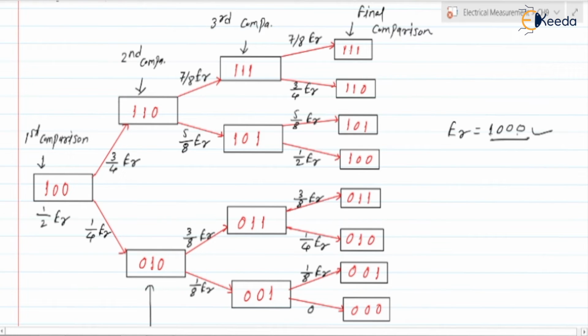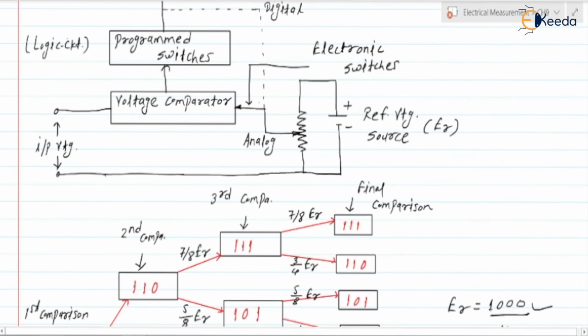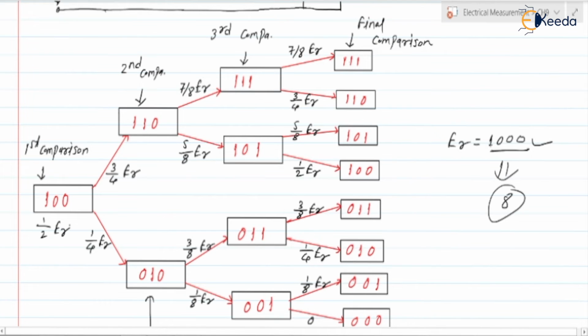Next, the first comparison will start with 1/2 ER, that is 50% of the reference voltage. Here 1,000 has a decimal equivalent of 8. What is 50% of 8? It is 4, and in binary it is 100. So first of all, the unknown input voltage will be compared with the 1/2 ER.